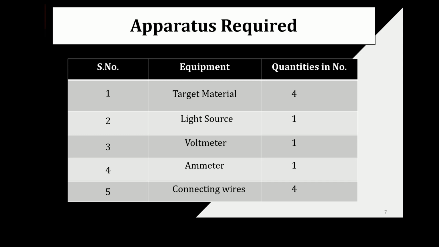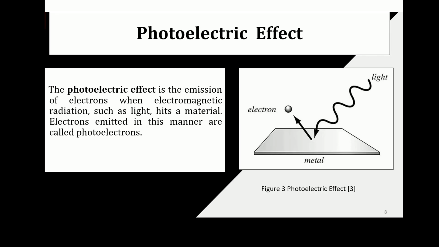And we need a voltmeter from where we will apply the potential to that tube. We also need an ammeter, through which we will find how much photocurrent is coming when electrons are being ejected due to the photoelectric effect. Connecting wires are needed as well. So these are the apparatus required to perform the experiment.